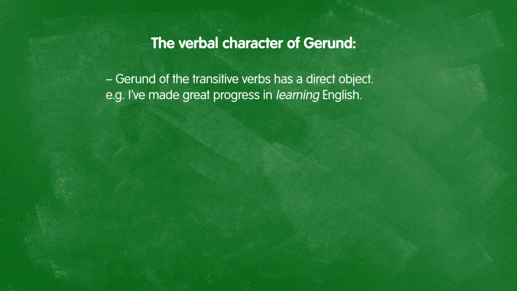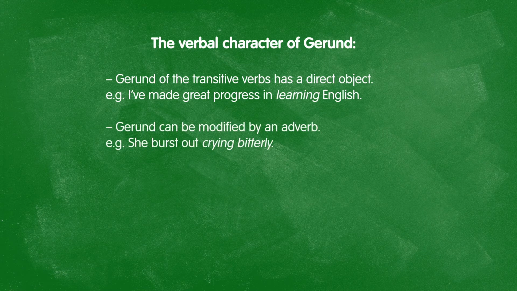A gerund of a transitive verb is the direct object. For example, I've made great progress in learning English. The gerund can also be modified by an adverb. She burst out crying bitterly.